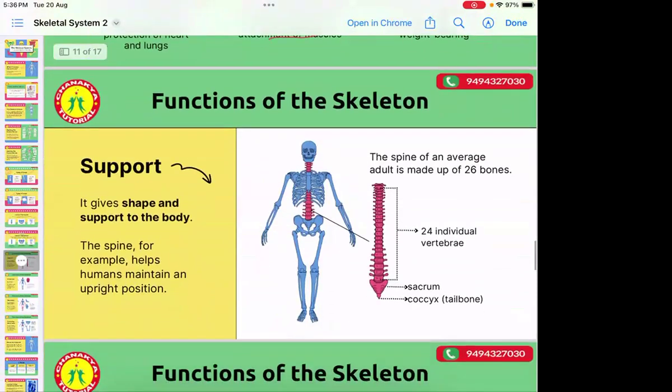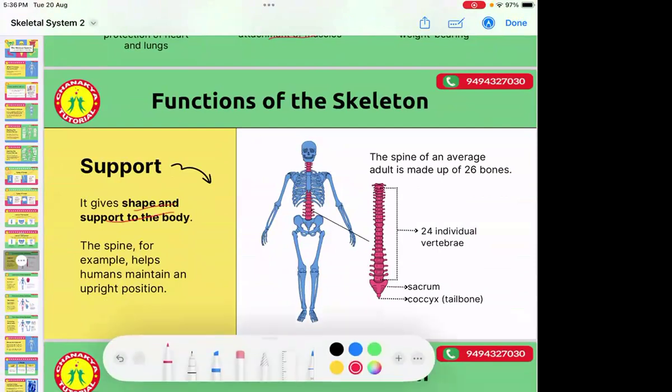Fine. Now the functions of the skeletal system: it supports, very, very important. It will give shape and support to the body. The spine, for example, helps humans maintain an upright position. The spine which is present in our body, we generally call it the backbone. Now what happens if that backbone is straight, if we are sitting straight? The spine will be helping us to sit straight.